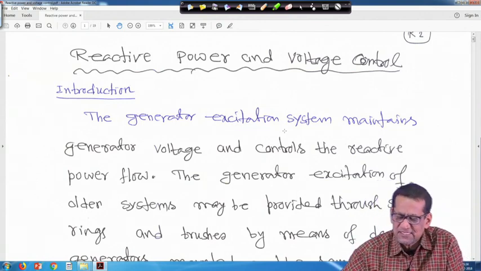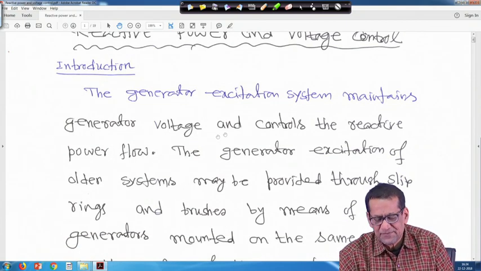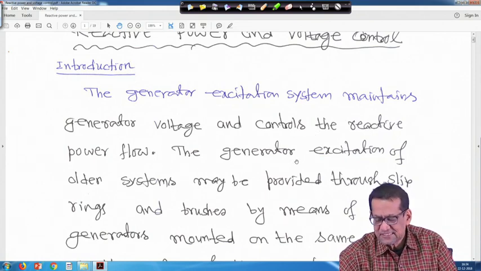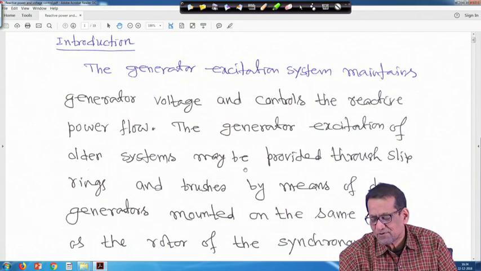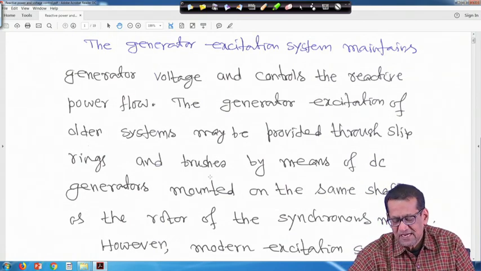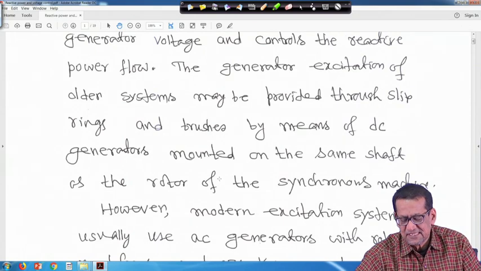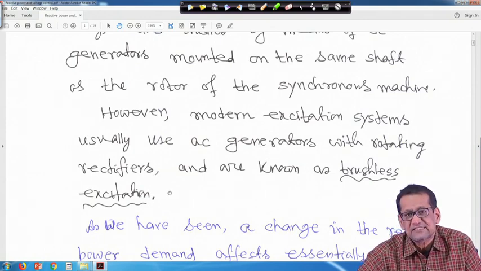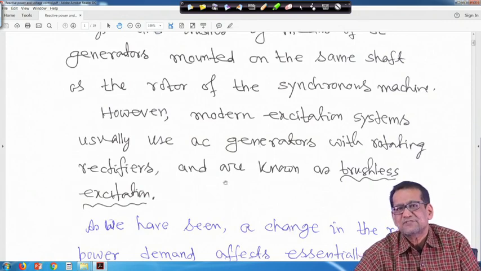So, actually the generator excitation system maintains generator voltage and controls the reactive power flow. The generator excitations of older systems may be provided through slip rings and brushes by means of DC generators mounted on the same shaft as the rotor of the synchronous machine. However, modern excitation systems usually use AC generators with rotating rectifiers and are known as brushless excitation. Several types of excitation systems are there.